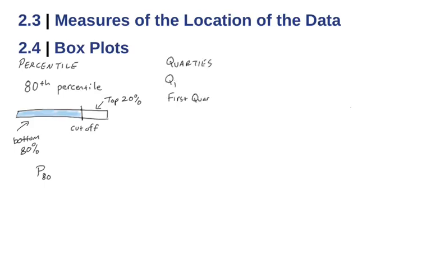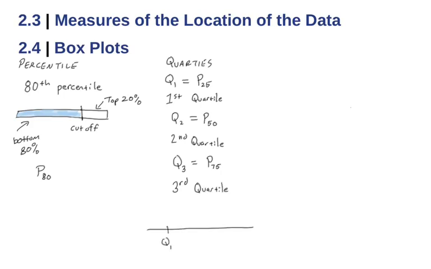We could also look at quartiles. Q1 is what we call the first quartile here, and that's equal to the 25th percentile. Q2 is the 50th percentile, which is the second quartile. And Q3 is the 75th percentile, which is the third quartile. If we do a little graph here, this breaks up our data into four equal portions, each one representing 25%. So quarters, hence the phrase quartiles.